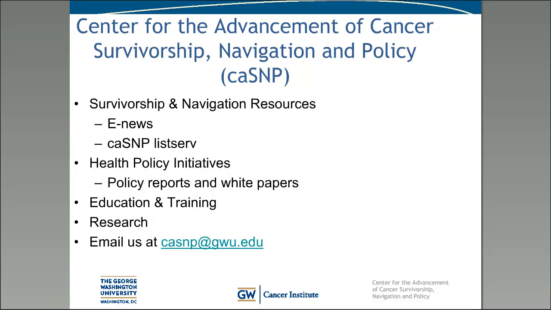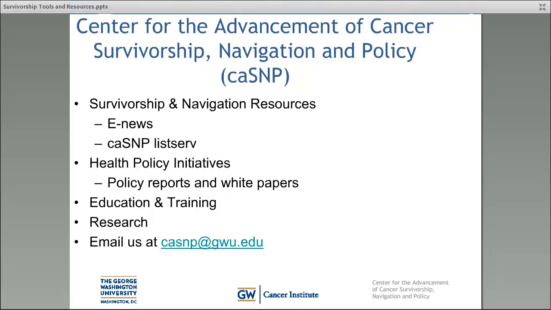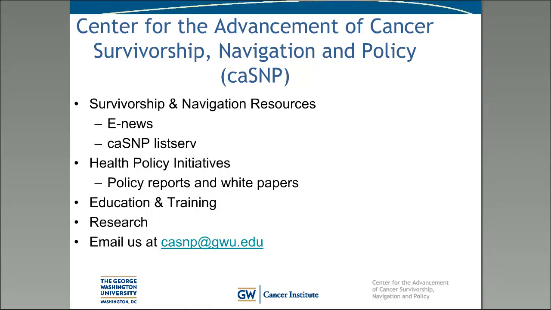So I just wanted to give you a brief overview of our Center for the Advancement of Cancer Survivorship Navigation and Policy. The center, which we call CA-SNAP, was created in 2009 through a generous grant from the Pfizer Global Health Partnerships Program. The mission of the center is to advance cancer survivorship and patient navigation efforts locally and nationally through education and training, policy analysis, outreach, and research. The center offers survivorship and navigation resources that are available online at our website and through a monthly e-newsletter. Additional material is sent out through the CA-SNAP listserv to over 2,200 subscribers. We write white papers, create case studies, and work cooperatively with other healthcare organizations to advance patient-centered care.